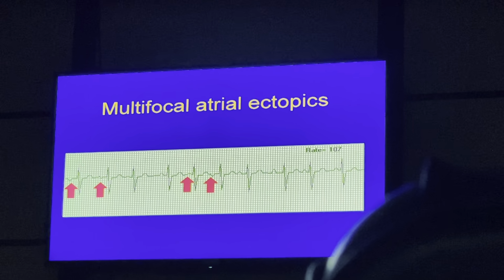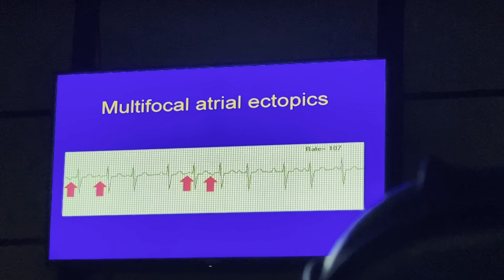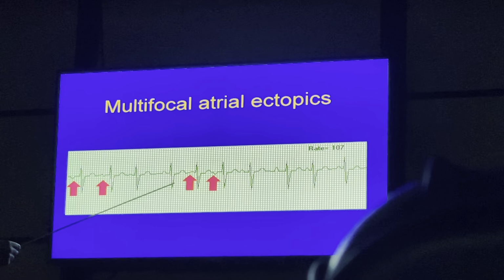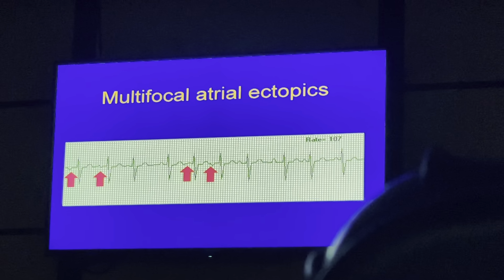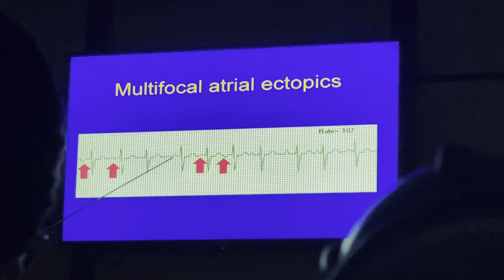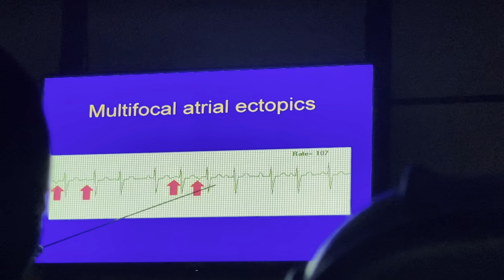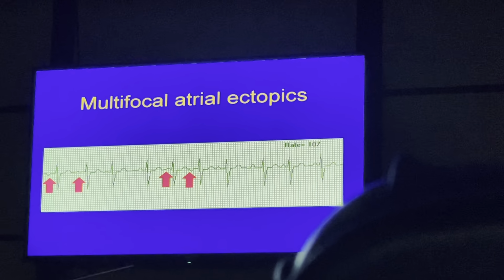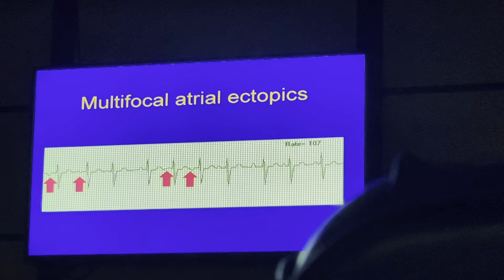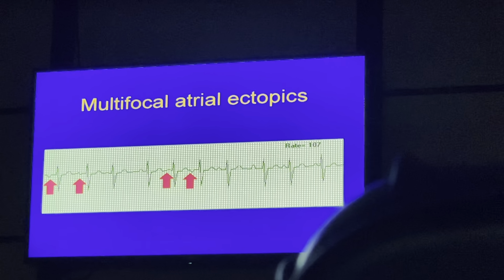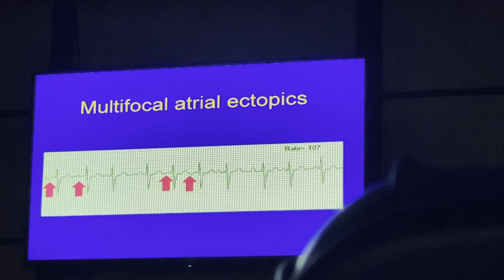So what is multifocal atrial ectopics? Just to tell you about the shape of the P waves. In this case, because these are non-sinus P waves, you may see different shapes of the P wave in this lead. But in this case, you won't comment on right atrial enlargement or left atrial enlargement, because they are not coming from a sinus source.